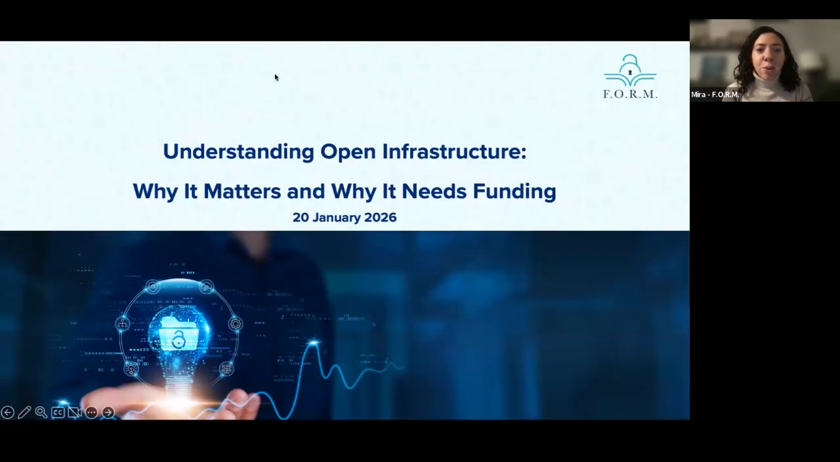So I don't want to talk much, but we do have a couple of introductory slides. I'll just start with a couple of slides to introduce the session and start the presentation off. Today's session is Understanding Open Infrastructure, Why It Matters and Why It Needs Funding.